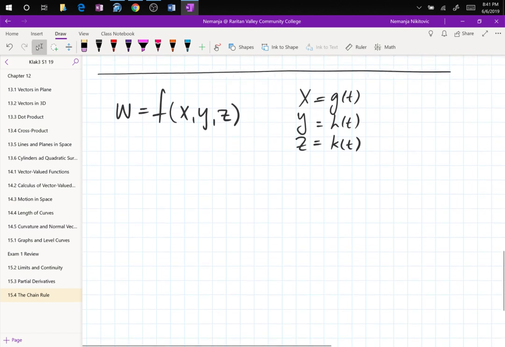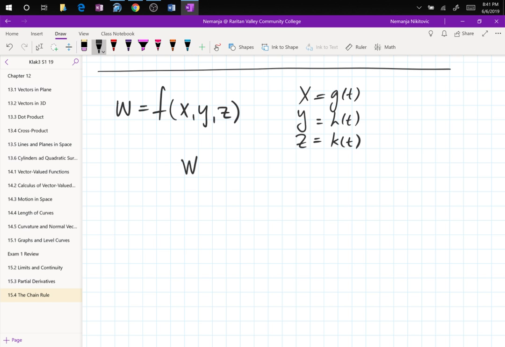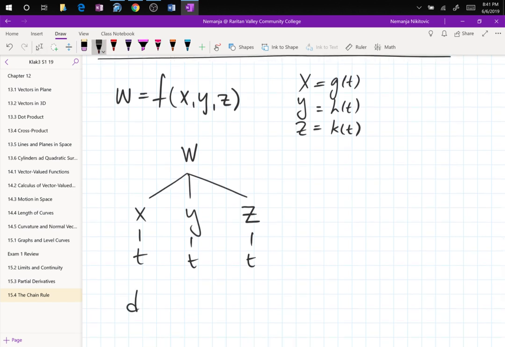So now, what is the tree diagram? Well, your variable w is measured by x, y, and z, and then each one of these is controlled by a function of t. So now if I want to find the derivative of w with respect to t, again, I'm using the regular d because there is only one parameter t as the independent variable. So I am going to use dw/dt. Now what do I have? I need to have branches that go from w to t. So I have my orange branch here that goes from w to t, I have my blue branch, and finally I have the purple branch.